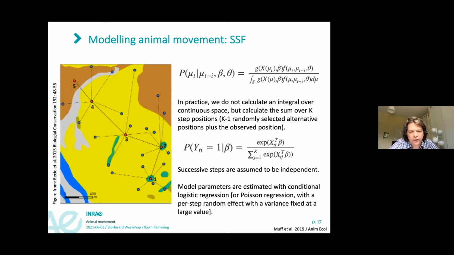And this can then very easily be fitted with conditional logistic regression, or under certain conditions one can also use Poisson regression, if it's properly specified. What I'd like to do now is first show some of the ways this can be applied, and then identify one particular methodological challenge that I'm currently facing.